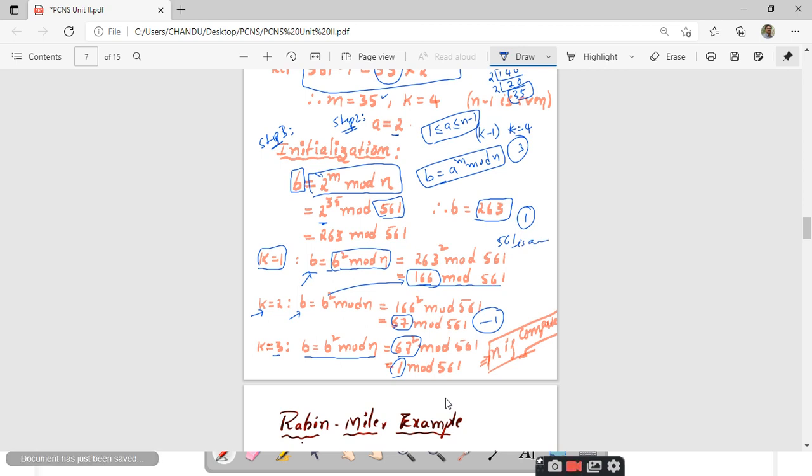So is it clear how to calculate this Rabin-Miller algorithm? Yes, sir. So by this we'll put an end to today's session, and we'll discuss the remaining examples in Rabin-Miller and the recommended primality test in the next session.